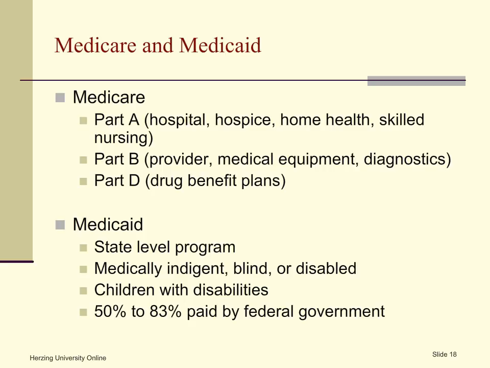Medicaid is a state-level program with costs shared between the state and the federal government. The funding from the federal level is dependent on the per capita income of the state. In addition to covering the medically indigent, who are who the public usually thinks of as being the targets of this program, Medicaid also covers persons with disabilities.